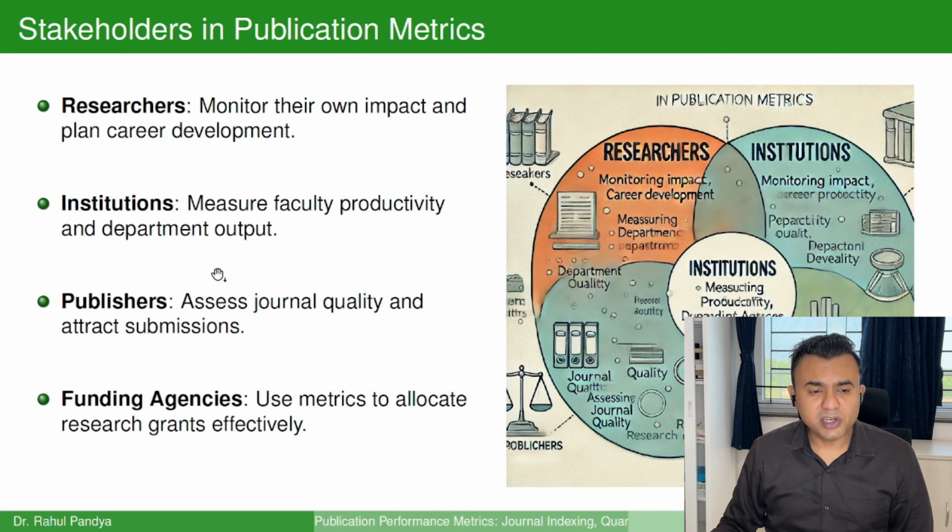If you look at the major stakeholders in publication matrix, they are the researchers, institutions, publishers, and the funding agencies. These four are the major stakeholders of this particular criteria. Researchers generally monitor their own impact and they plan their future research accordingly. Also, that helps in planning their career and development.